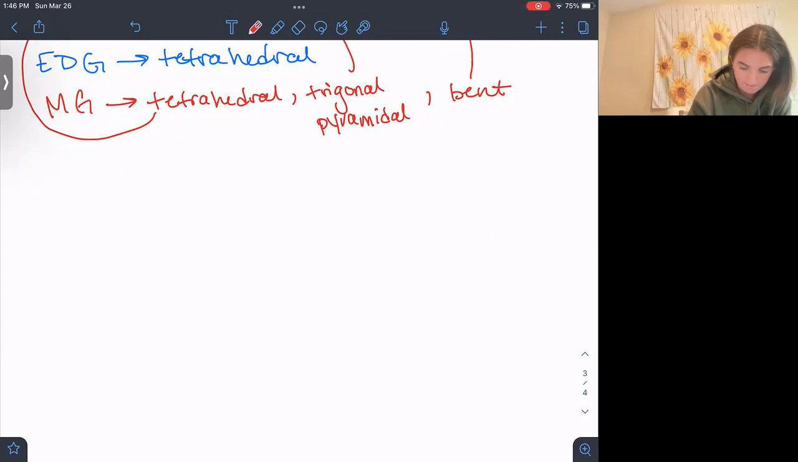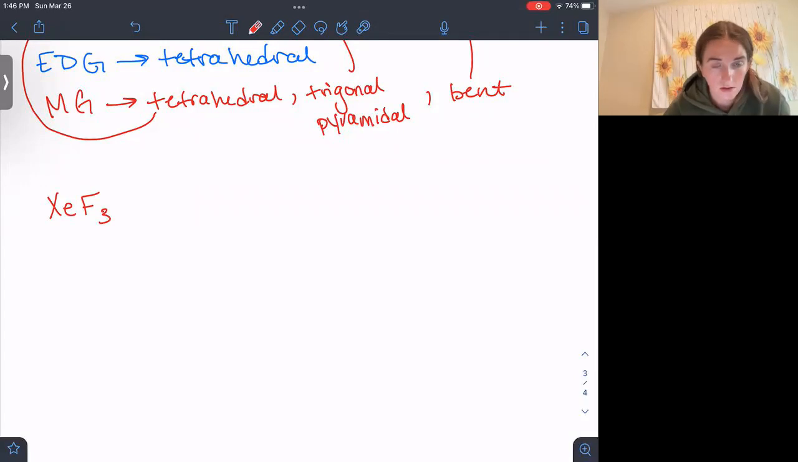Let's do that one. Okay, let's try XeF3. So Ethan asked a question, could you possibly do a practice one where you figure out Lewis structure, polarity, electron domain geometry, and molecular geometry? So that's what I want you to find. I want you to find the Lewis structure, any polarity between the bonds. Tell me if the bonds are polar and if the molecule is polar. Tell me the electron domain geometry, and then tell me the molecular geometry. And I'll go in and answer some questions as you're working.